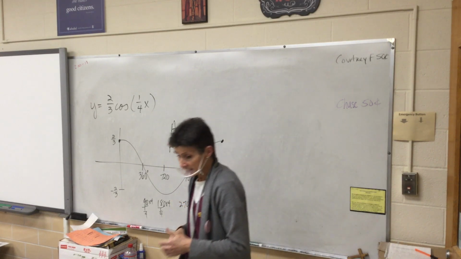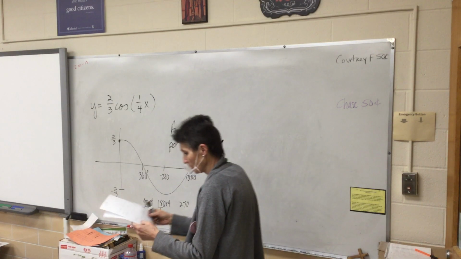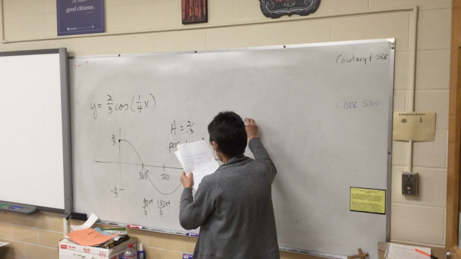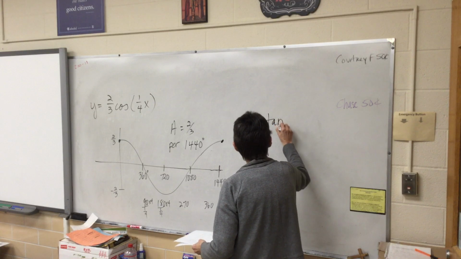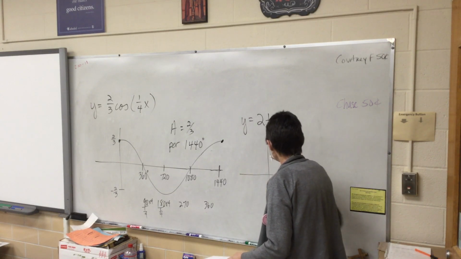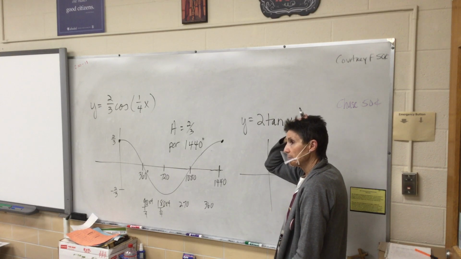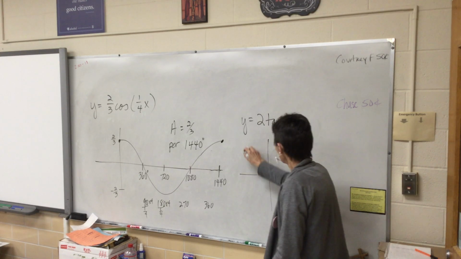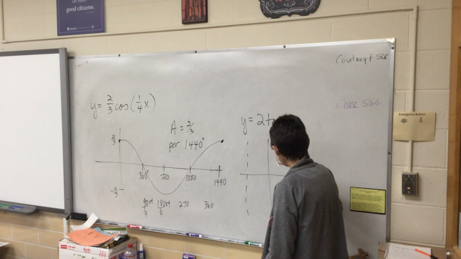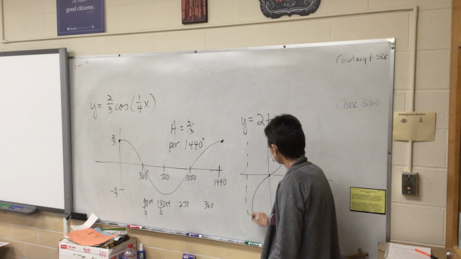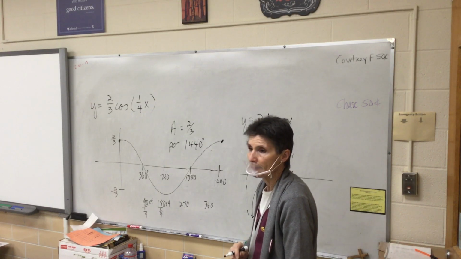All right, that was easy enough. We're gonna do one more. We're gonna do B. Y equals 2 tan. All right, first thing we do is stop and think, what does a tangent look like? Well, it's got an asymptote here and an asymptote here, and it goes up through the origin, right? That's it, that's your tangent.